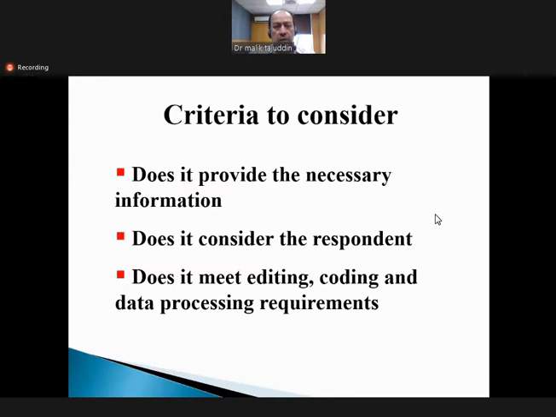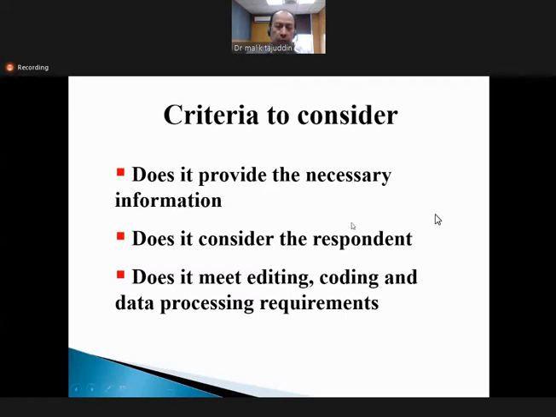There are different criteria that must be considered while we are designing a questionnaire. These are: does our questionnaire provide the necessary information for which it has been drafted? Does it consider the respondents' point of view as well, respondents' ethics, respondents' willingness, and does it avoid questions which tease the respondent, or probe for secured information, information which he doesn't like to share with others? Or does it meet editing, coding, and data processing requirements?